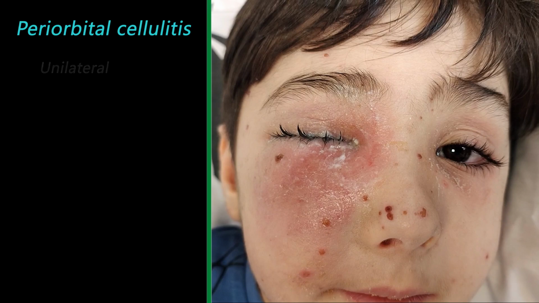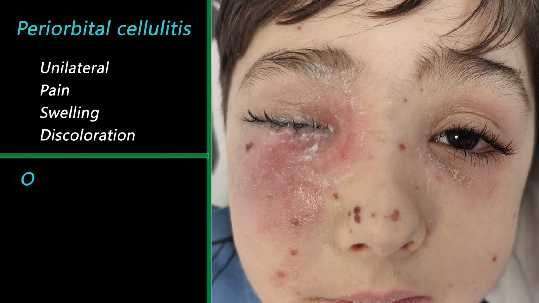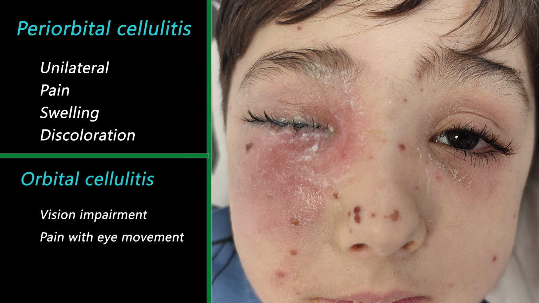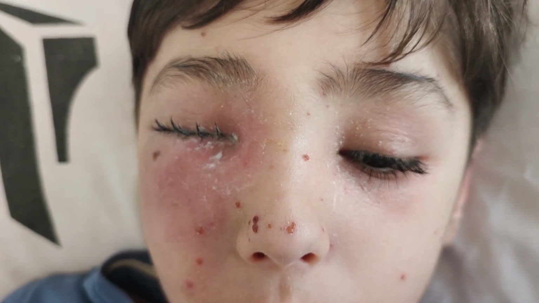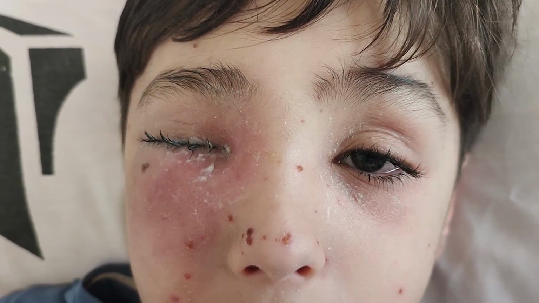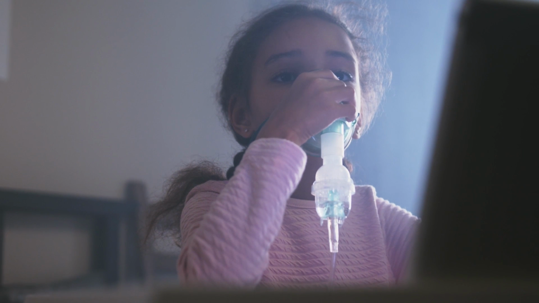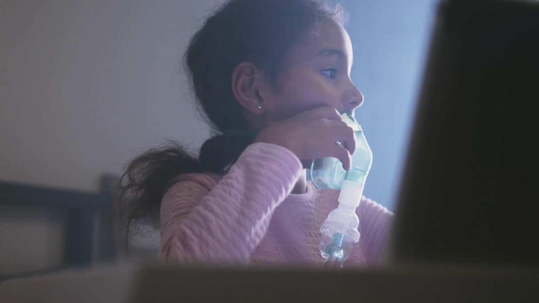This condition is usually unilateral, and the patient presents with pain, swelling, discoloration, or erythema of the eyelid and the tissues around the eye. Symptoms such as vision impairment, pain with eye movements, and ophthalmoplegia indicate orbital cellulitis, which must be treated right away. In most cases, preseptal cellulitis is diagnosed by the presence of swelling and pain in just one eyelid. Recent history of insect bite, trauma to the eyeball, allergy, or recent upper respiratory infection such as flu or cold are supportive of the diagnosis.